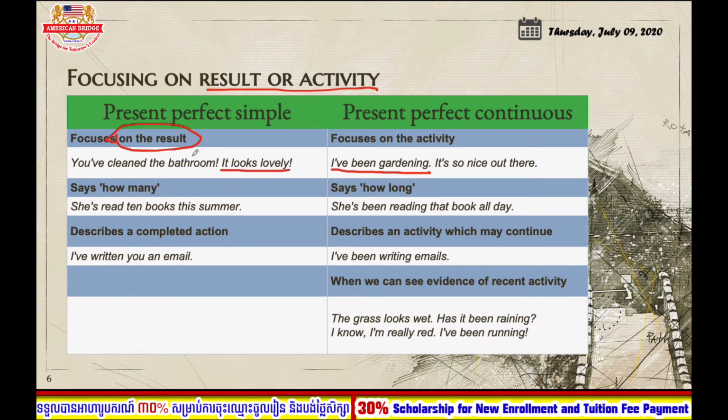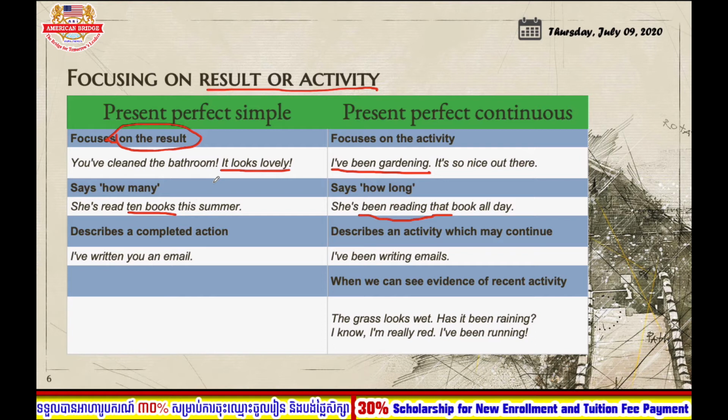For the present perfect simple, we also talk about how many. We want to talk about number. We focus on the quantity. So let's look at the example. She's read 10 books this summer. So the focus here is 10 books, which is the number. And when we talk about the time or the duration, which is how long, we use have been reading books, which is present perfect continuous.